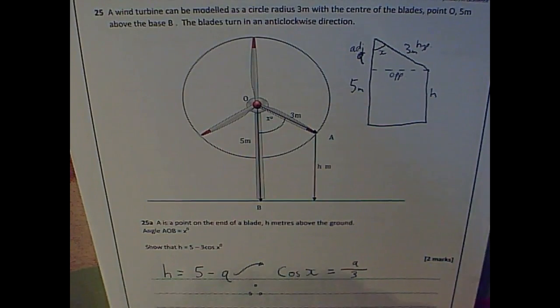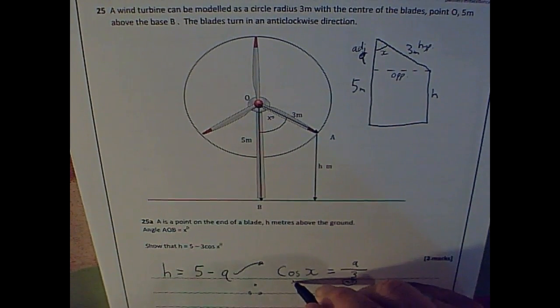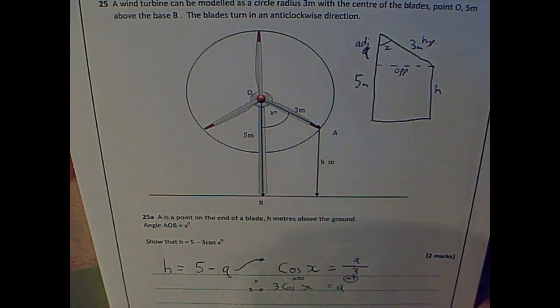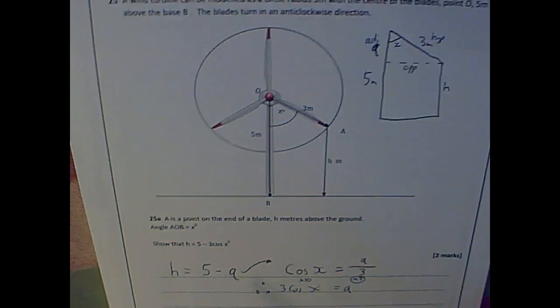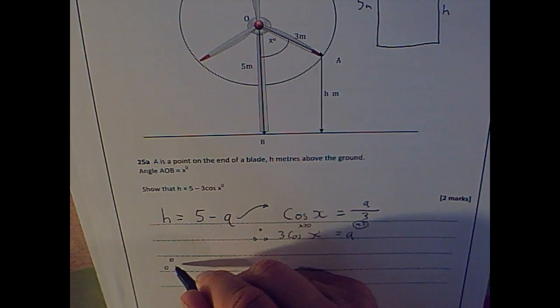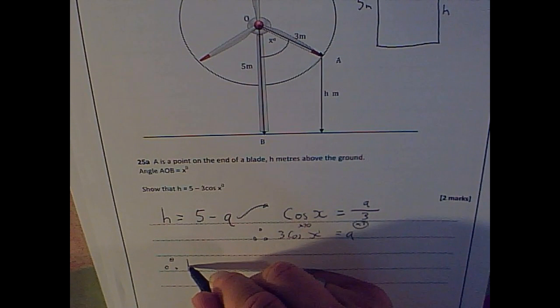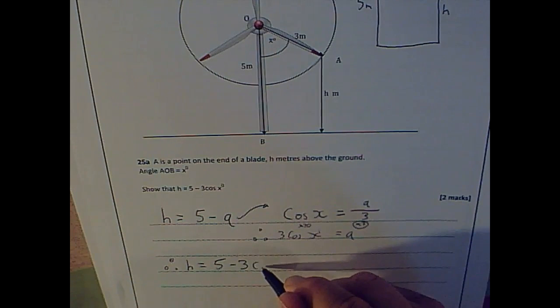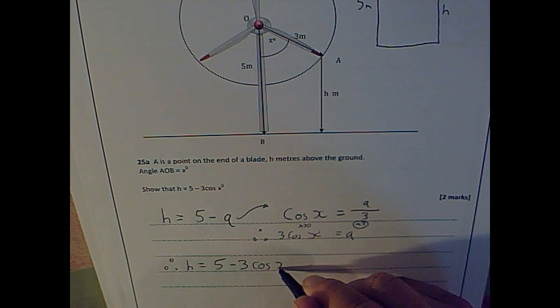Okay, therefore, if I times both by 3, 3 cos x equals q. And I've already said that the h is 5 minus that q, and I've now worked out an expression for that q, which is to do with cos x. And look, it's there. So I've pretty much sorted it. I can just say, therefore, h equals 5 minus the q, which I've worked out here as 3 cos x.